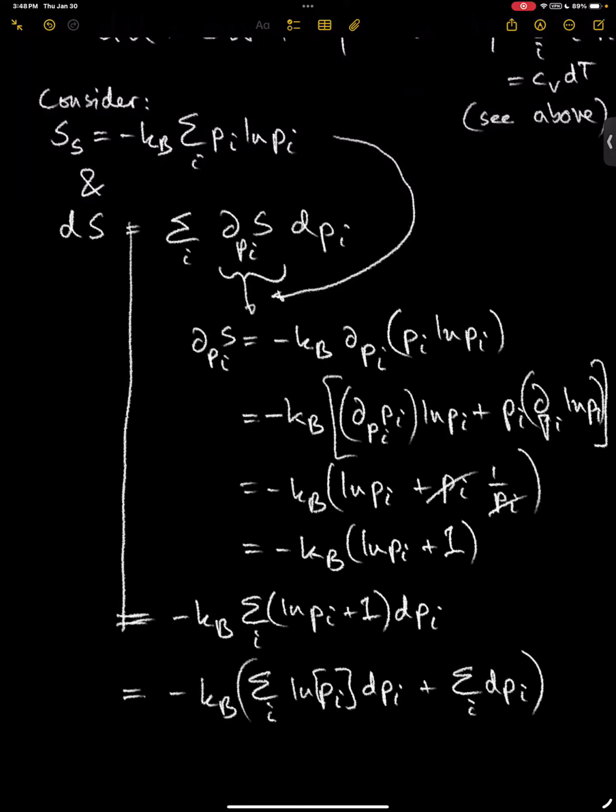Okay. And the sum over my changes in probabilities, right? If I change every probability by something, I will get a new probability. And the sum over the new probabilities must be 1, right? Which means that the sum over all my changes in probabilities must be 0.